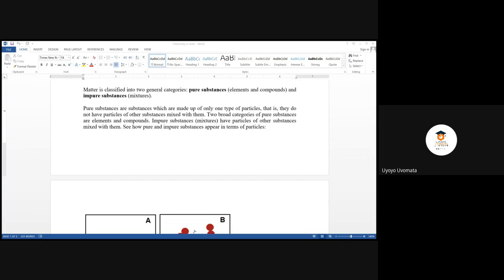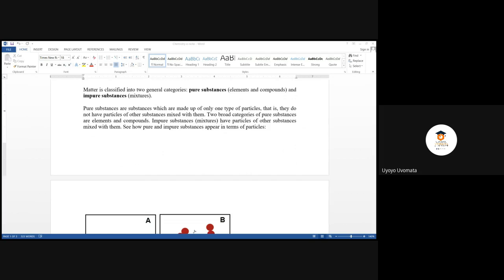So don't forget, we can classify matter in 2 general ways. We have pure substances and we have what? Impure substances. Pure substances, they are elements and compounds. Impure substances, they are mixtures.